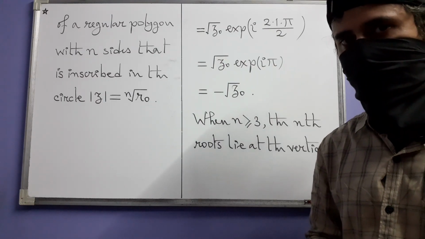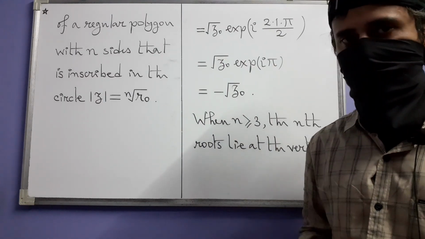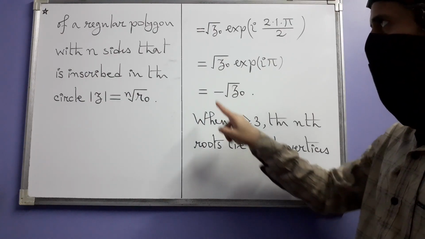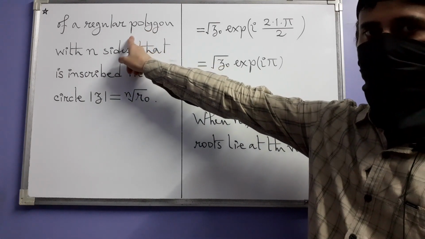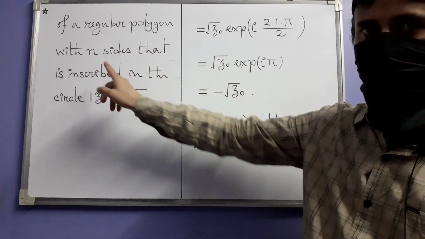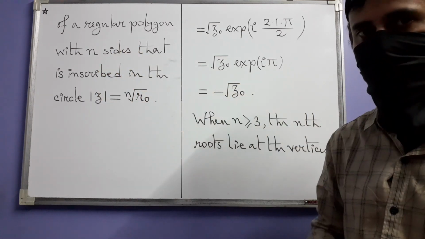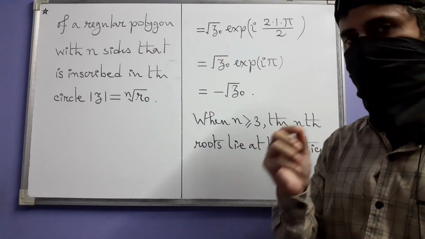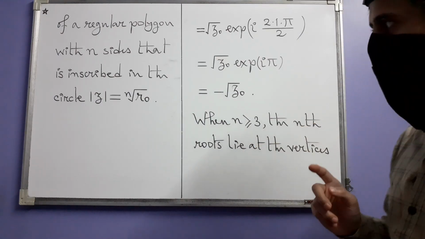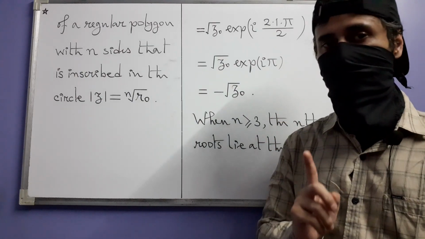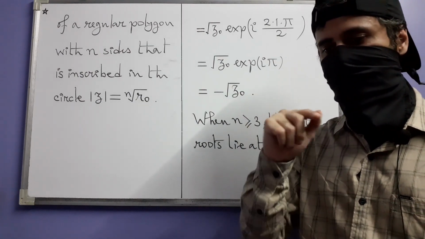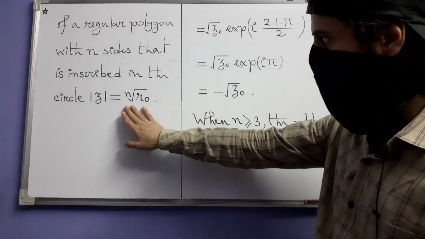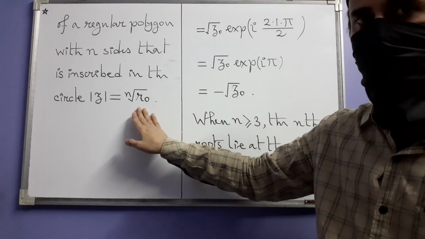And because the nth roots are equally spaced on the circle, so when n is at least 3, they lie at the vertices of a regular polygon with n sides, which is inscribed in this circle. For example, if n is equal to 3 and say z0 is some non-zero complex number, then the 3 cube roots of z0 will lie at the vertices of some equilateral triangle which is inscribed in this circle.